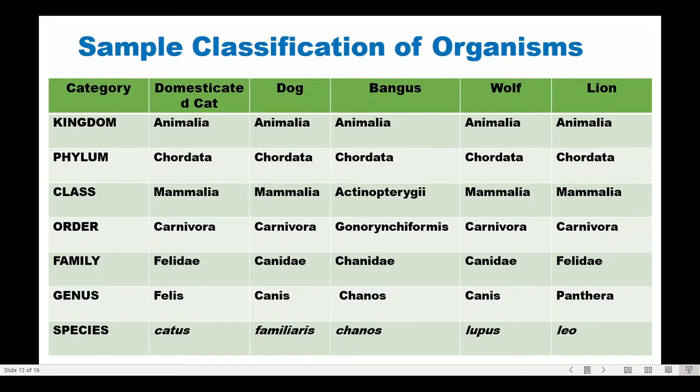So, may kinabibilangan man silang malalaking category, pero since ang species ay isang individual na classification, yan na yung pinaka-smallest na part ng classification natin, yung species. And genus combined with species, genus species, is equal to scientific name. So, the scientific name for the cat is Felis catus. For the dog, Canis familiaris. For bangus, Chanos chanos. For the wolf, Canis lupus.